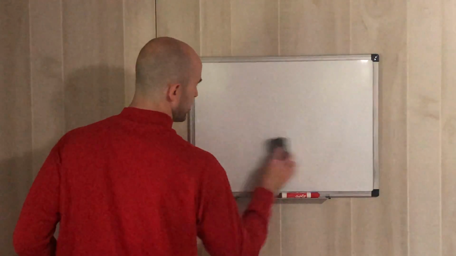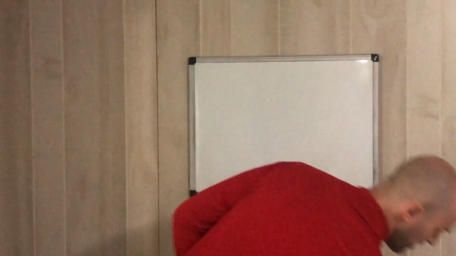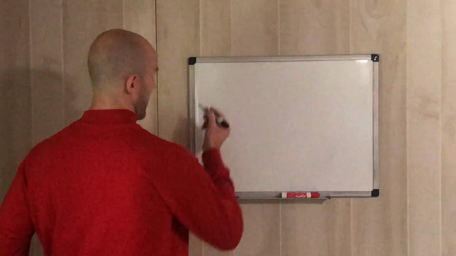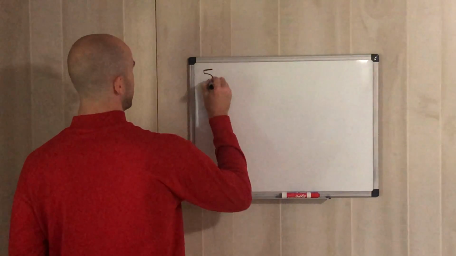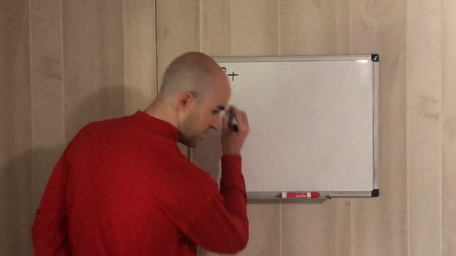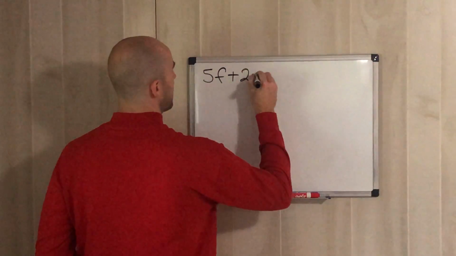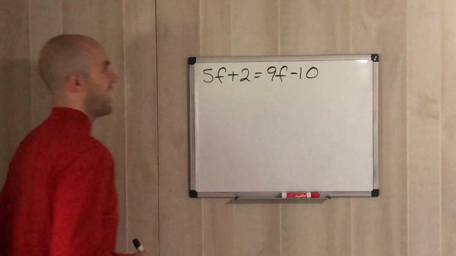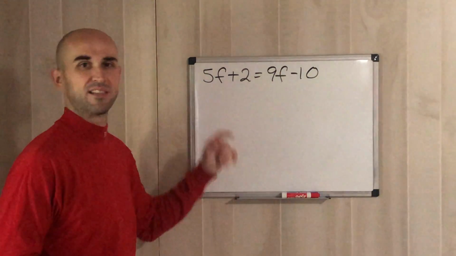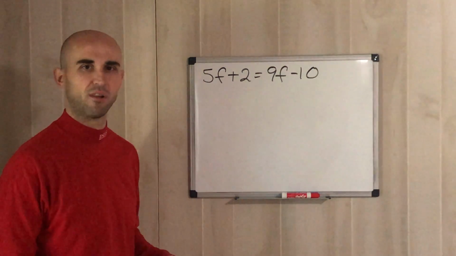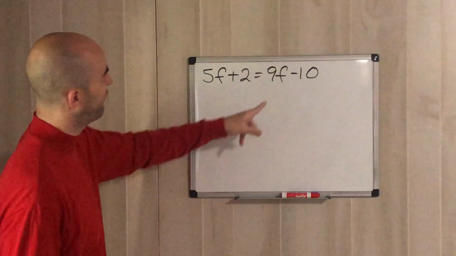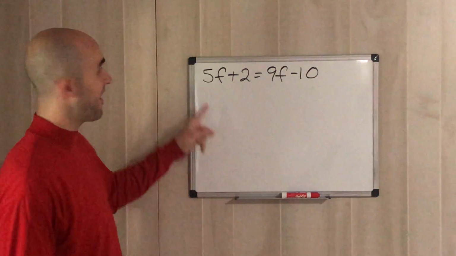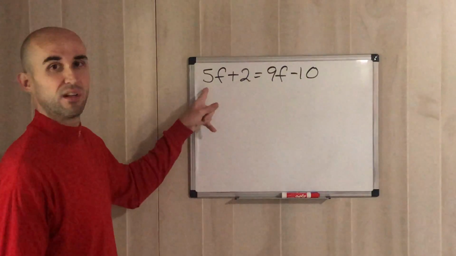And I don't want you to also always think that you're always moving to the same direction, because it's not always the case, right? So let's say I had 5f plus 2 equals 9f minus 10, right? So now again, it's not always moving from the right to the left. It's always getting rid of the smallest variable. So we have a 5f, we have a 9f. Smallest variable is the 5, so we want to get rid of that, right?